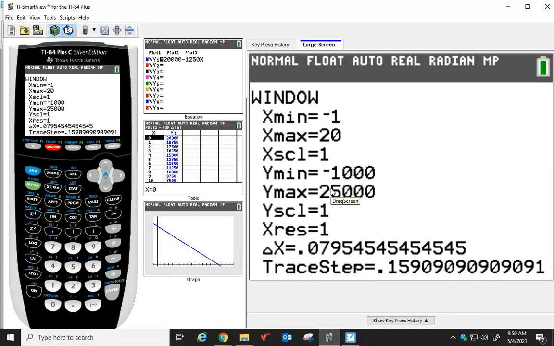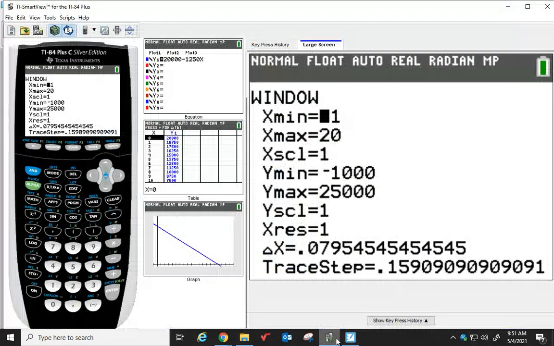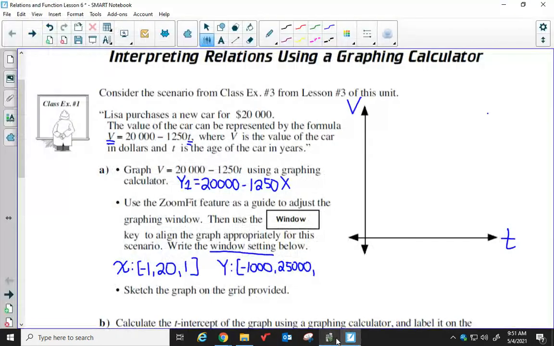And then the Y scale, the way in which I plotted the Y window settings was Y minimum is -1,000, Y maximum 25,000, and the Y scale of 1. So if I go back here, I can write down, it was -1,000, I think. Let's double check that. Yeah, -1,000, 25,000, and then the Y scale was, whoops, my scale was 1.